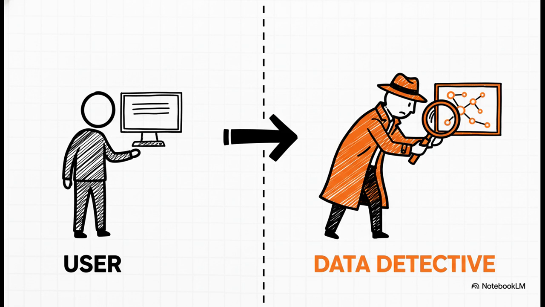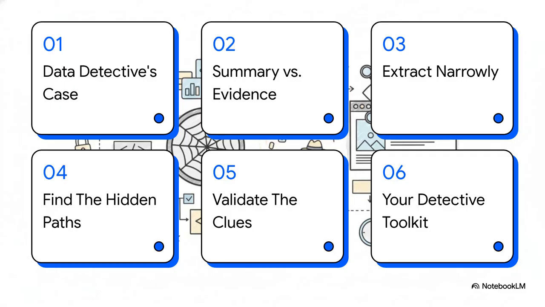Well, the secret is a mental shift. You have to stop looking at websites like a regular user and start approaching them like a detective arriving at a crime scene. This data detective mindset, that's what separates a frustrating, failed attempt from a successful data mission. So here's our case file for today. First, we'll frame the investigation. Then we'll get into the difference between summary and evidence, how to collect clues the right way, find those hidden paths to data, validate our findings, and finally, we'll put it all together in your new detective toolkit.